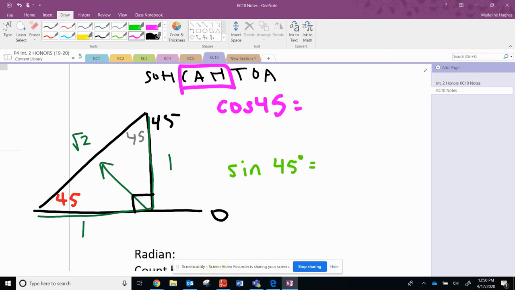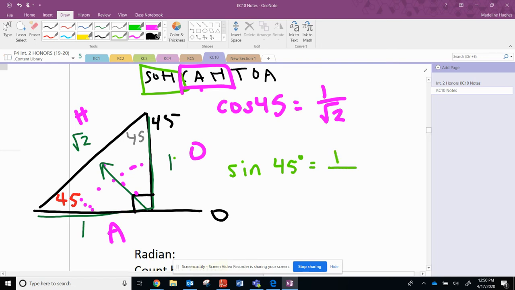Cosine is A over H. Okay, so I'm using this 45 degrees here. Across from that, this would be my O. Right next to that would be my A. And then over here would be the H along the side. So cosine is A over H. A is 1. H is square root of 2. I will leave it like that for a second. Let's find the sine of 45 degrees. Okay, sine is O over H. The O is 1. The H is square root of 2. So they end up being the same thing.